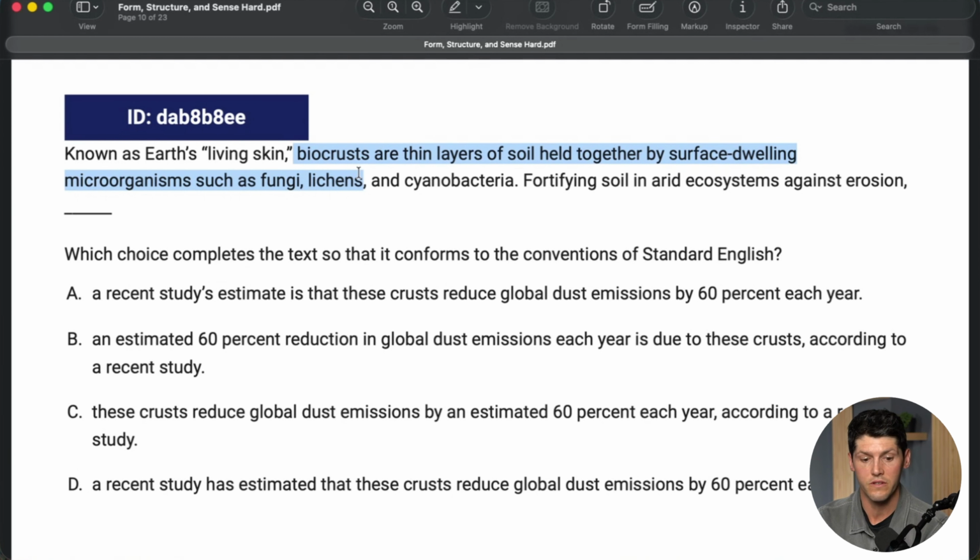The last one says a recent study. We've already said a recent study is probably not what's actually fortifying the soil. So if you approach this question in the right way, then you're able to answer this question in a reasonable amount of time and to do so with great clarity.